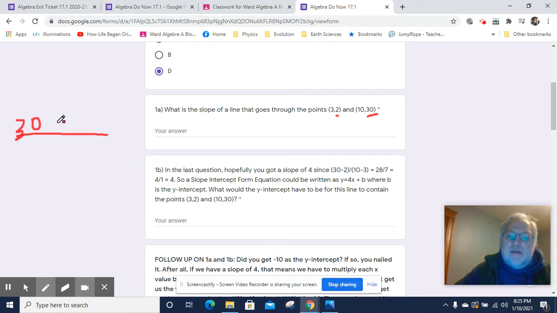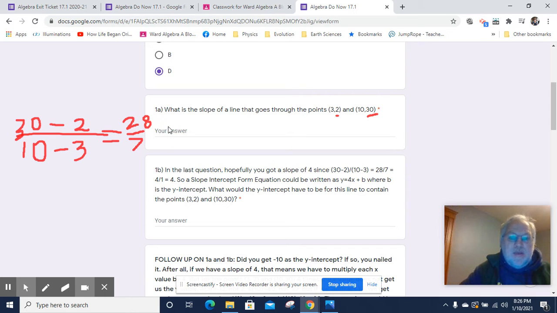I'm going to do 30, and then I'll subtract 2 from that, and that'll tell me how far above 2 30 is. Okay, so 30 minus 2. And then I'm going to get the change in x in the denominator. Now, since I did 30 minus 2, I need to do 10 minus 3. Otherwise, I'm going to end up with the opposite sign, like Jimbo sometimes does. So 10 minus 3. And when I work all that out, I end up with 28 over 7. And 28 over 7 can be reduced to simply 4.